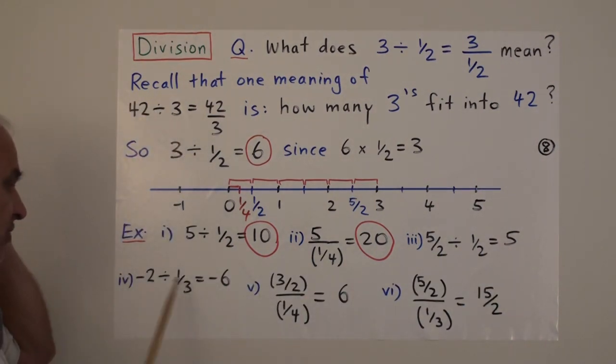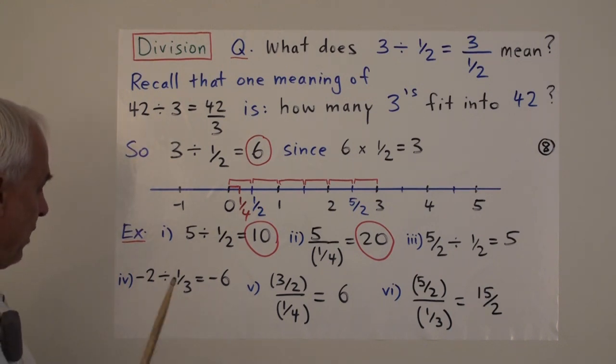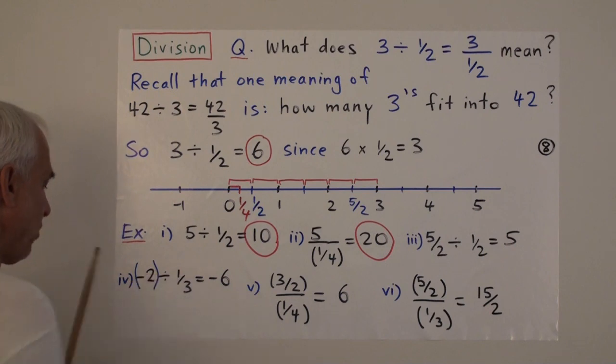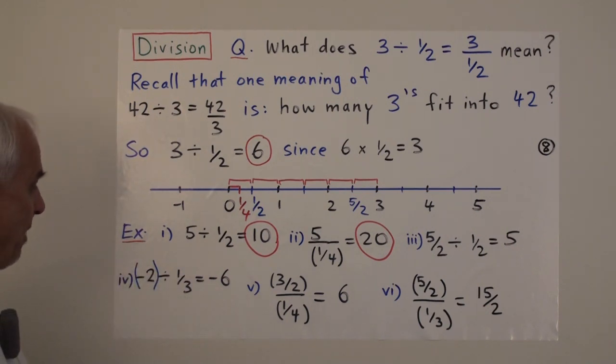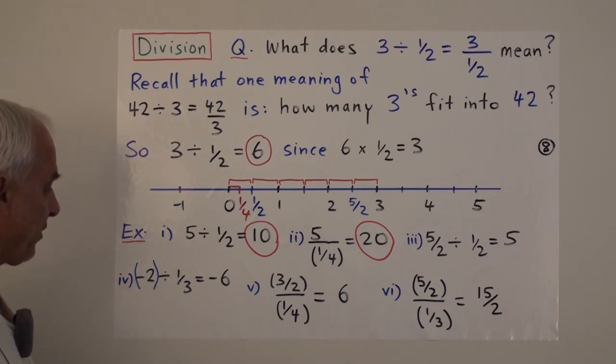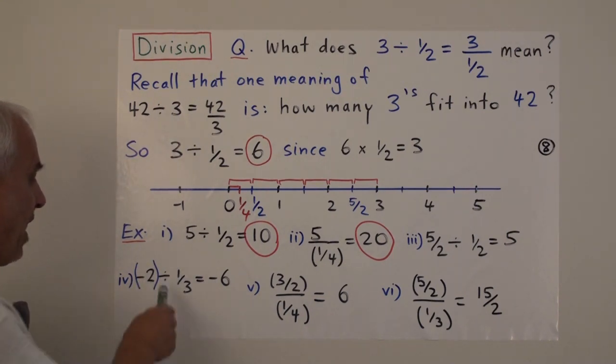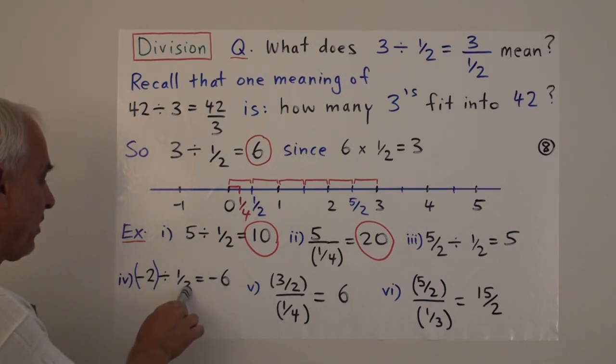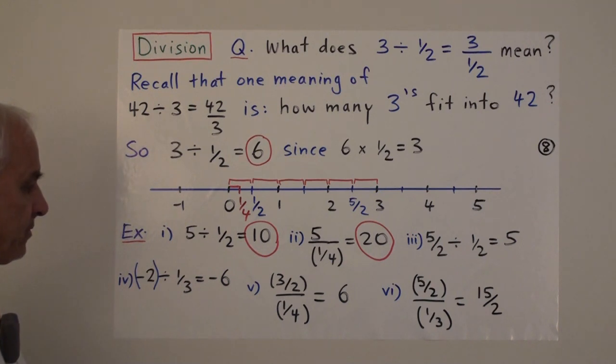How about minus 2 divided by a third? And probably I should put brackets around here to make sure there's no ambiguity. All right, let's do that. So minus 2 divided by a third, it's a lot like 2 divided by a third, except there's a minus involved. So minus 6 is the answer, because minus 6 times a third is minus 2.